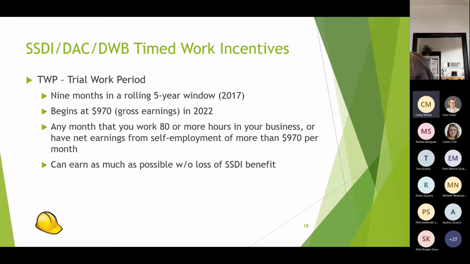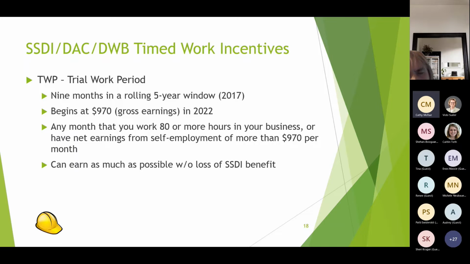So if we were looking at somebody's work record today, June 28th of 2022, we would look back to June 29th of 2017. So we'd be looking at a 5-year window. And if they had 9 months during which they met the trial work period monetary standard during that 5 years, then they would be done with their trial work period.